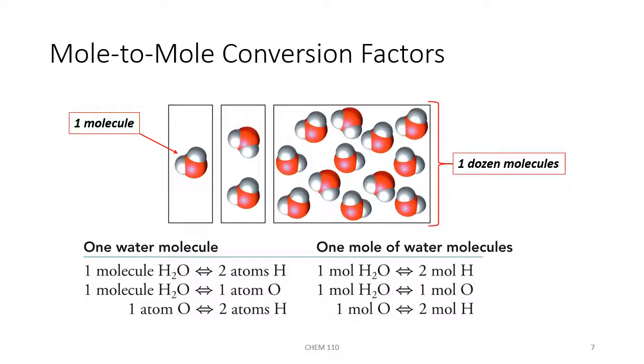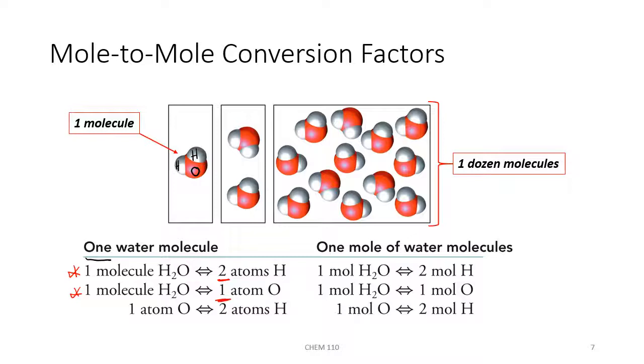So let's imagine that we have just one water molecule, like we see on the left. The white spheres represent the hydrogen atoms, and the red spheres represent the oxygen atoms. So if we're just looking at the picture, we can see that for every one molecule of water, there are 2 atoms of hydrogen. We can count them. If we have one molecule of water, we can see that we have 1 atom of oxygen.